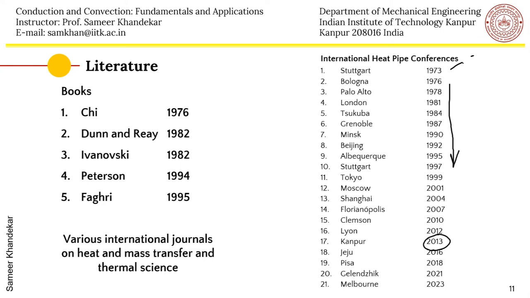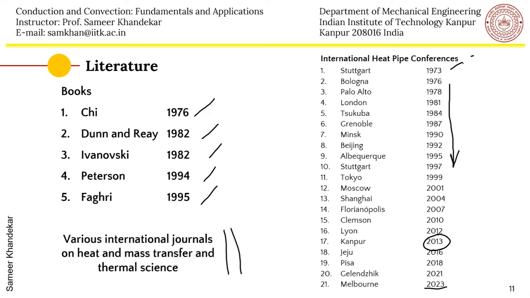Several books are available on heat pipe technology, starting from Dr. Chi's book in 1976, Dunn and Reay, Ivanovsky, Peterson, and Professor Faghri, Amir Faghri, in 1995. And then, of course, if you see the literature, various international journals on heat and mass transfer and thermal science are replete with papers on passive two-phase thermal technologies like thermosiphons, gravity thermosiphons, conventional wicked heat pipes, loop heat pipes, capillary pumped loops, pulsating heat pipes, micro heat pipes, and other types of heat pipes.